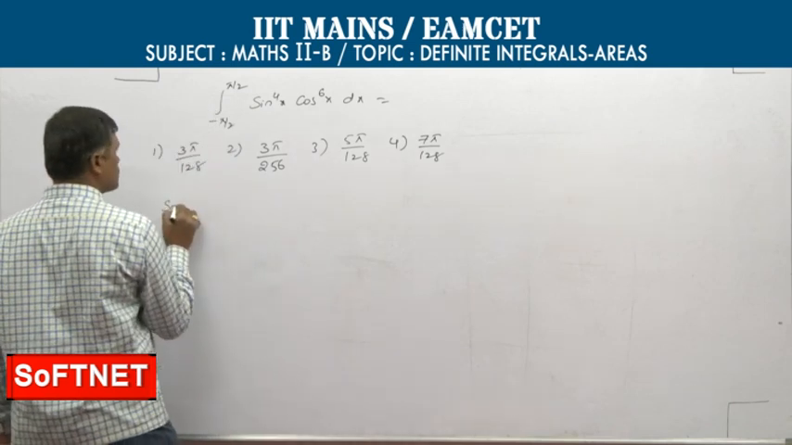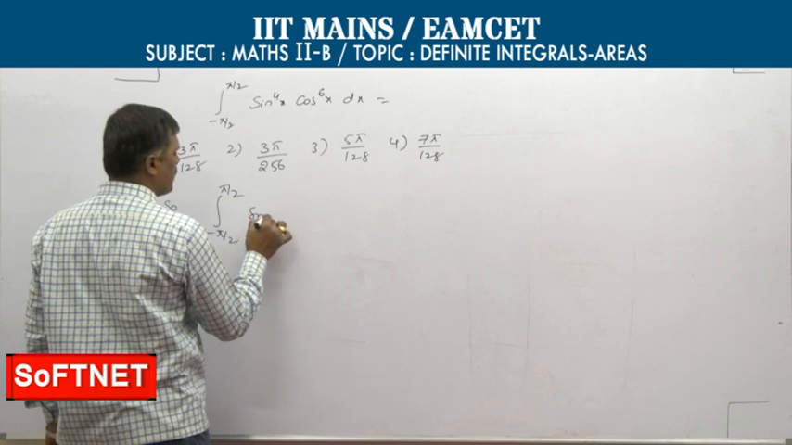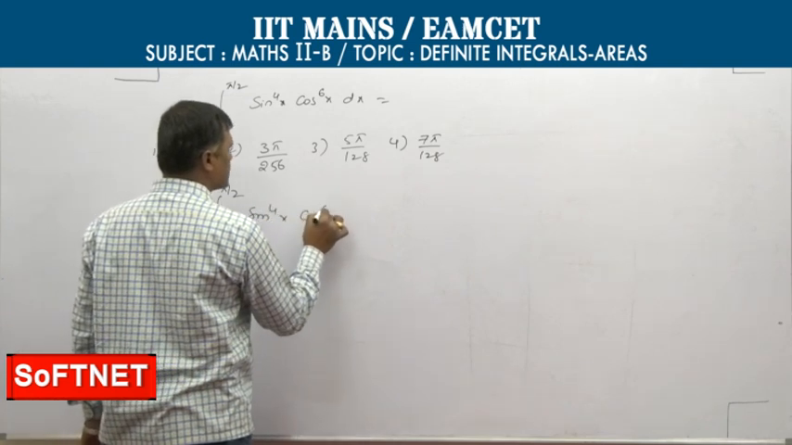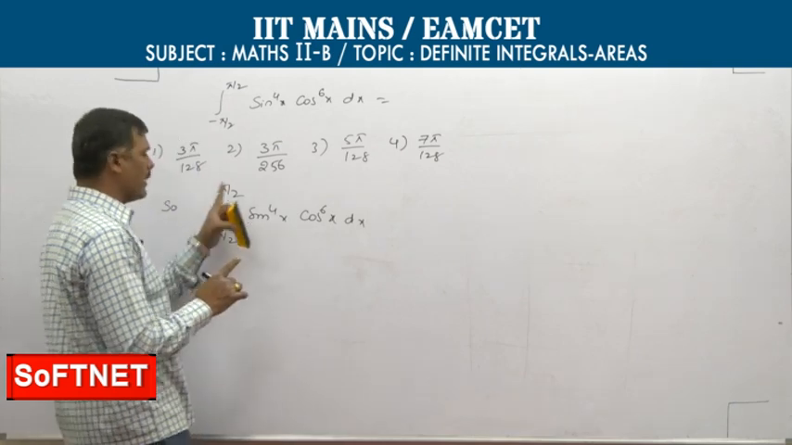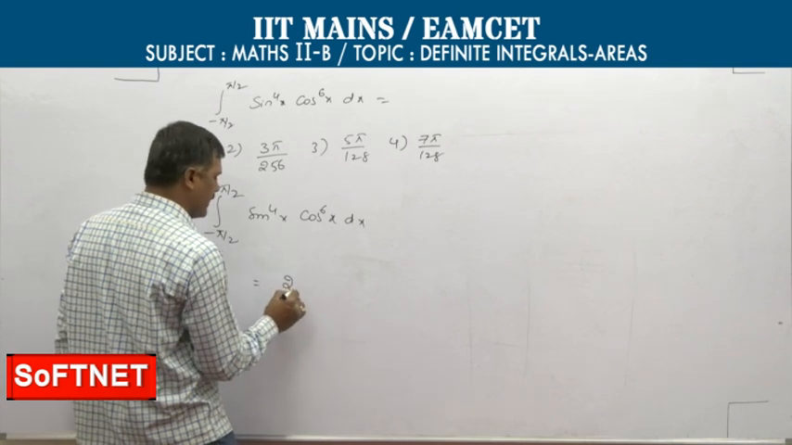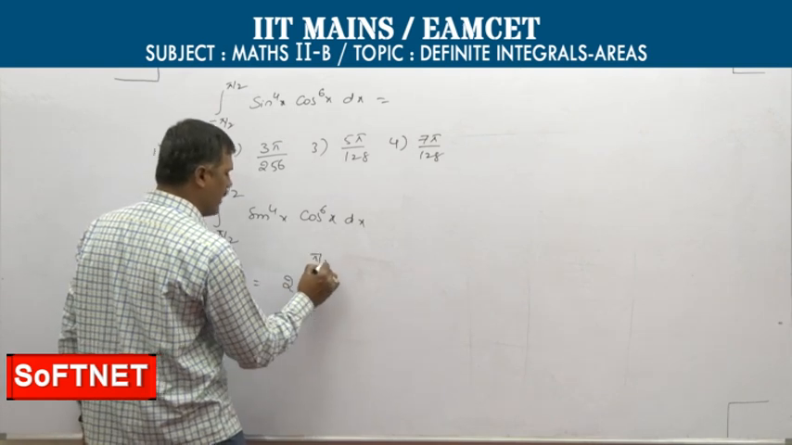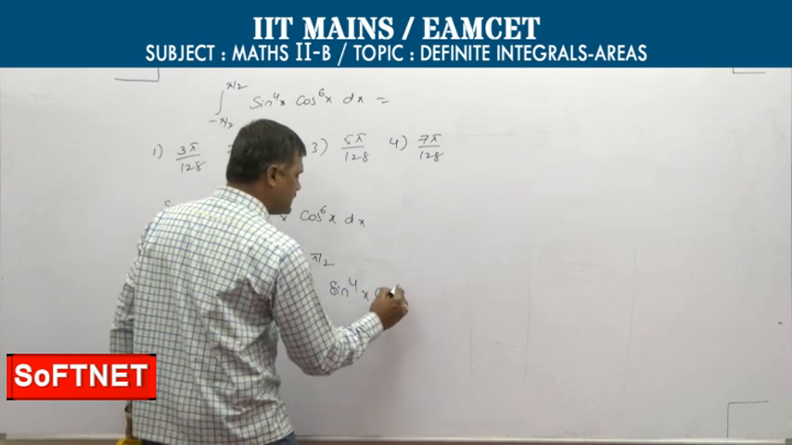Solution: integral of minus pi by 2 to pi by 2 sin power 4x cos power 6x dx. Wallis formula applies only for limits 0 to pi by 2, so this can be written as 2 into integral 0 to pi by 2 sin power 4x cos power 6x dx.